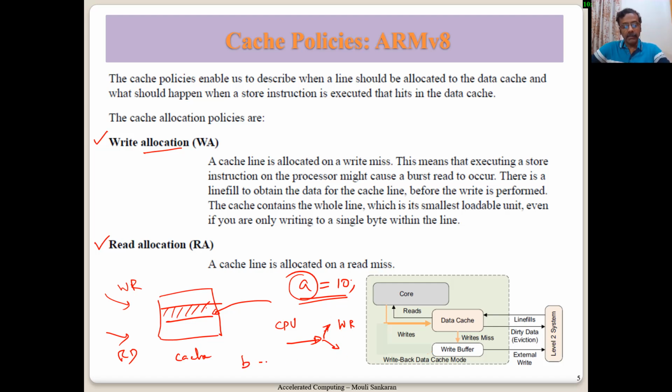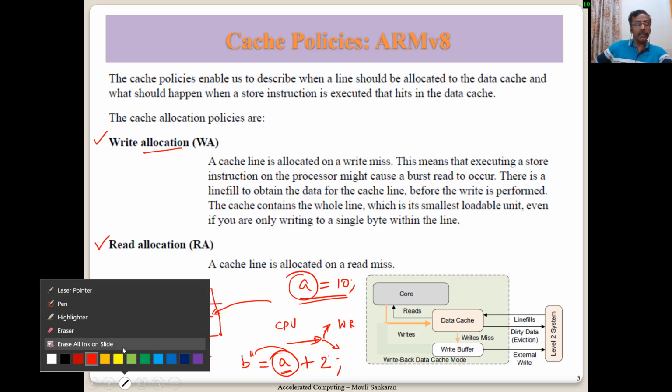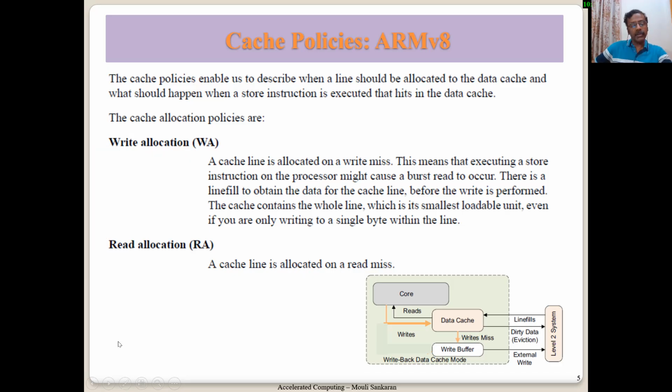I am accessing it for reading purpose and adding a value 2 and writing into B. This variable is now accessed for a read purpose. So there are two possibilities: you are accessing a variable for either a write operation or a read operation. Now you have an option as a hardware designer whether to allocate a block of memory around that particular variable for a read operation or a write operation, right?